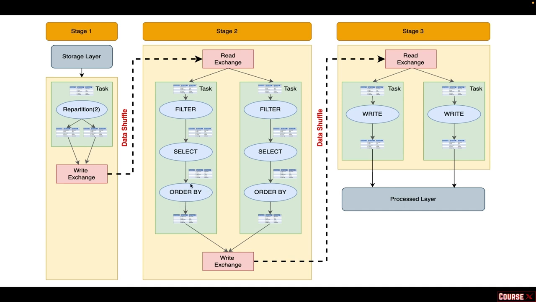And at the very last, we have a wide dependency transformation, order by. So to execute this order by, we again have to shuffle the data, right? For this shuffling of data, we are writing the output to write exchange, and again we are reading this output in the next stage as input from the read exchange. And from write exchange to read exchange, the data shuffle happens.